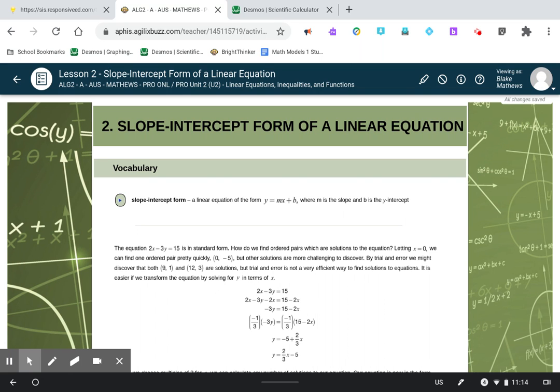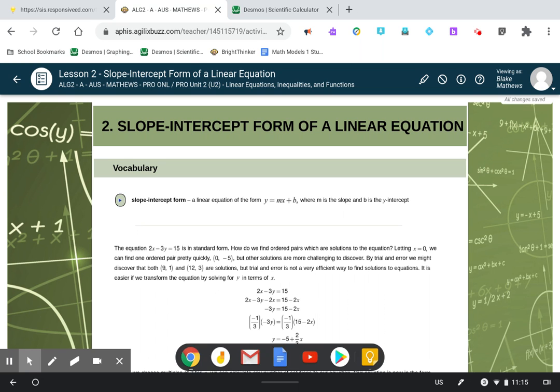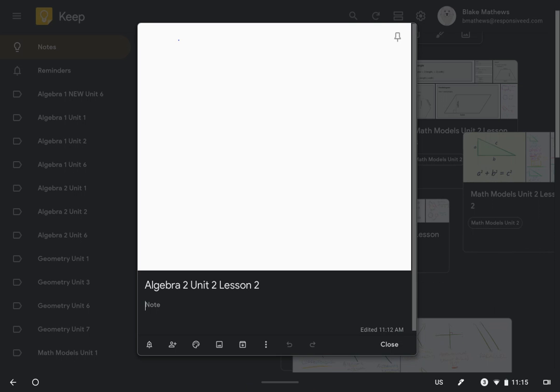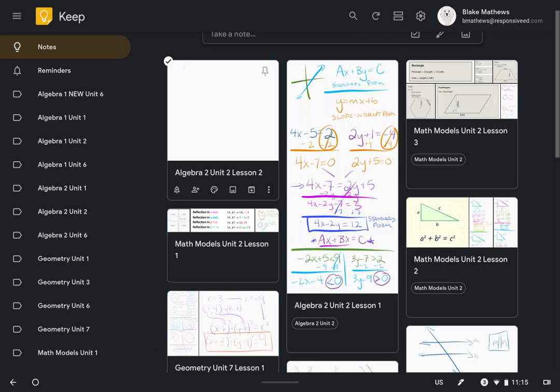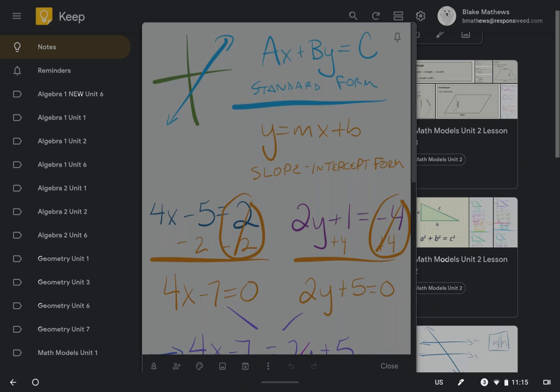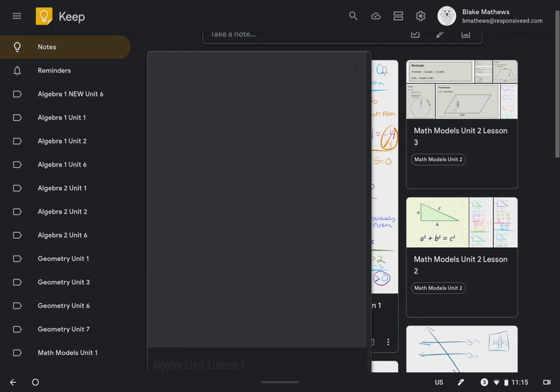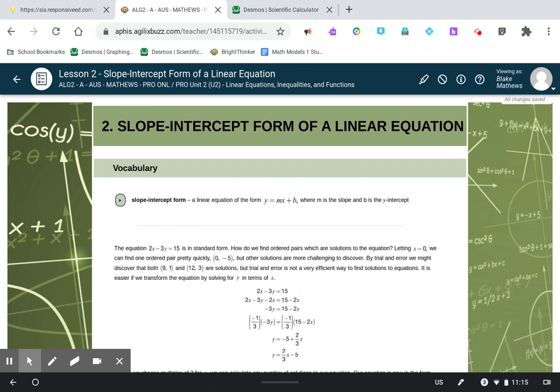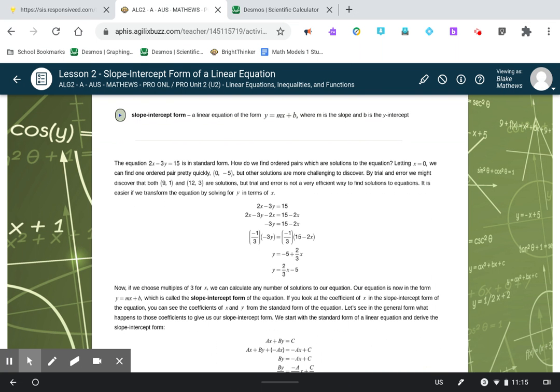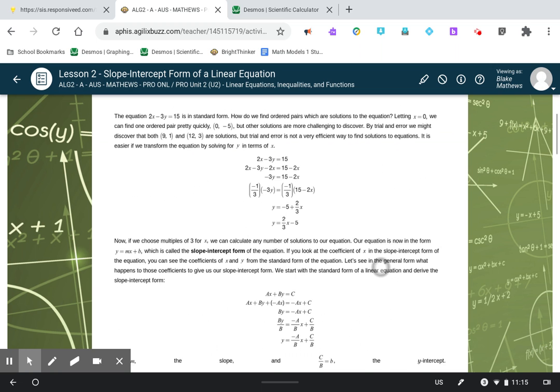All right, this is the video for Algebra 2, Unit 2, Lesson 2. In the previous lesson, we were focusing on equations in standard form. In this lesson, we're going to turn our attention to the other type of equation, which is slope-intercept form. Slope-intercept form is just another way of writing the equation for a linear function. Really what this lesson focuses on is understanding how to convert from standard form into slope-intercept form.